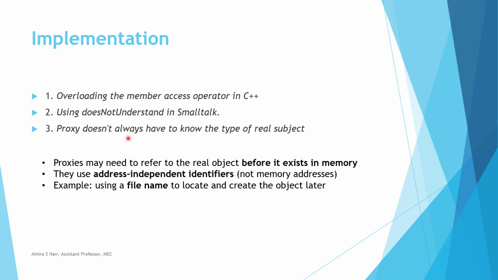Proxy does not always have to know the type of real subject. If a proxy class can deal with its subject, then there is no need to make a proxy class. The proxy can deal with all real subject classes uniformly. So another implementation issue involves how to refer to the subject before it is instantiated. Some proxies have to refer to their subject whether it is on disk or in memory. That means they must use some form of address space independent object identifiers. So we can use the file name for this purpose.